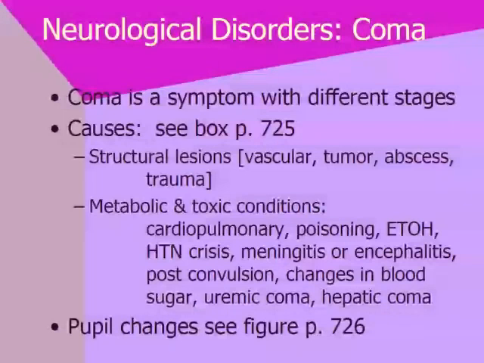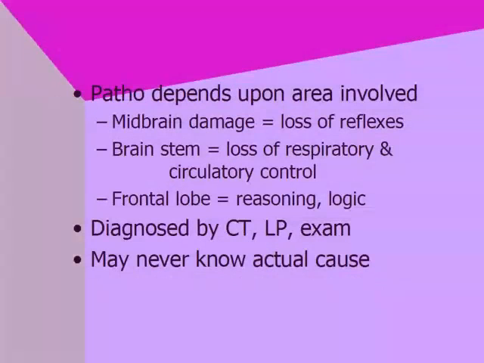And there's a box on page 725 that contains a continuum of descending states of consciousness that you need to know. But the pathophysiology depends upon the area of brain involved. If there's damage to the midbrain, you have loss of reflexes. If it's to the brainstem, you have loss of respiratory and circulatory control. If it's to the frontal lobe, problem with reasoning and logic. This is diagnosed by CT scan, lumbar puncture, and physical exam. And you may never actually know the real cause of what's causing this coma.